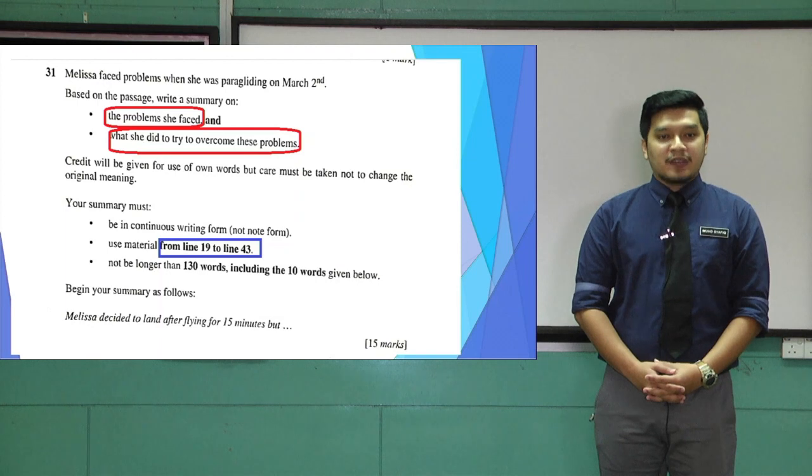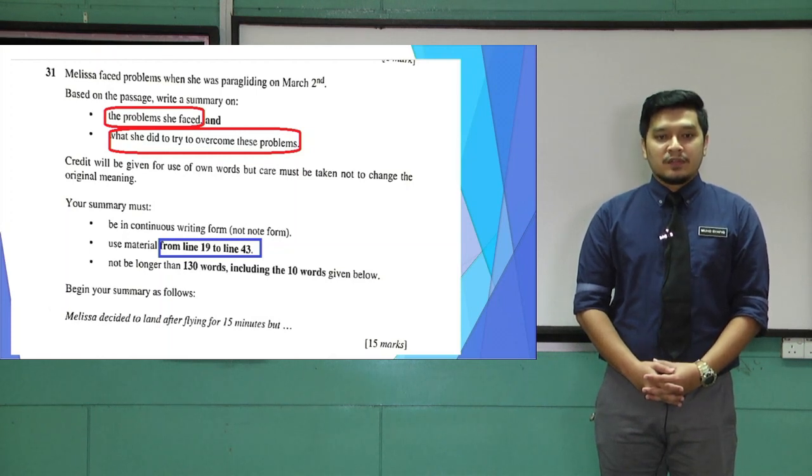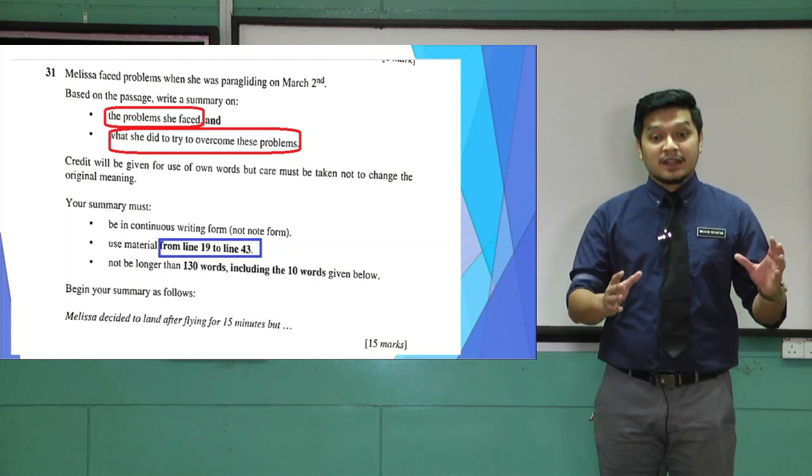So credit will be given for use of own words, but care must be taken not to change the original meaning. Your summary must be in continuous writing form, not in note form, and you have to use material from line 19 to line 43. So this is step number 2, identify the area to be summarized. So if you notice there, it is from line 19 to line 43. Next one, you have to write your summary, and it must not be longer than 130 words, including the 10 words given below. And you should begin your summary as follows. So the 10 words are given there.